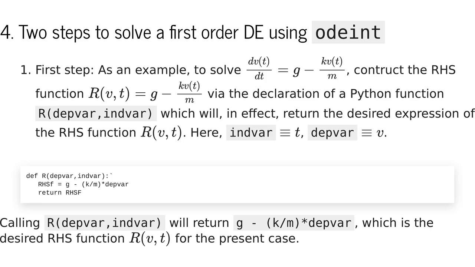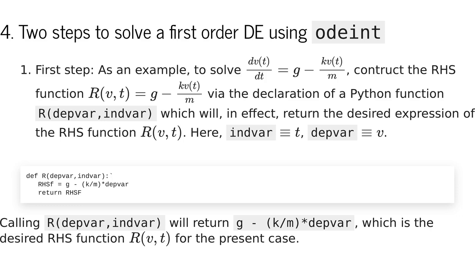The first step involves constructing a Python function that represents the right-hand side of your differential equation. Let us recall the general form. The rate of change of a dependent variable with respect to an independent variable equals some function, r, of the dependent and independent variables. For example, if we are solving for the velocity of an object in free fall with drag, where the rate of change of velocity, v, with respect to time t, is given by g minus k times v divided by m, we need to create a Python function.